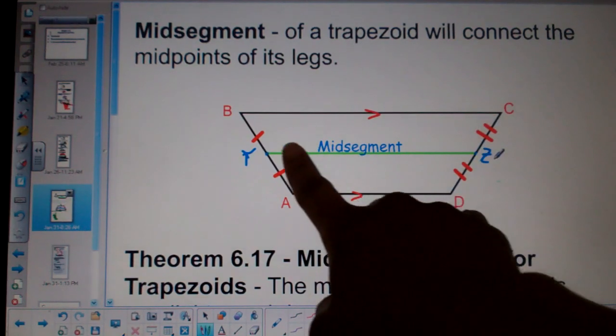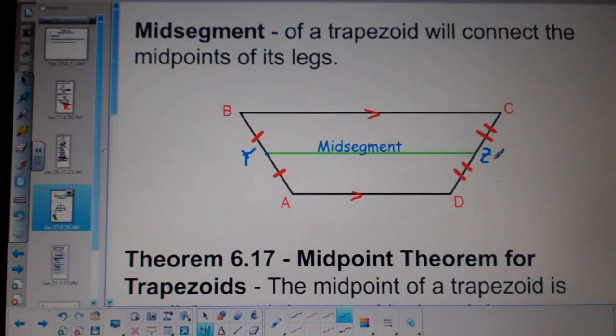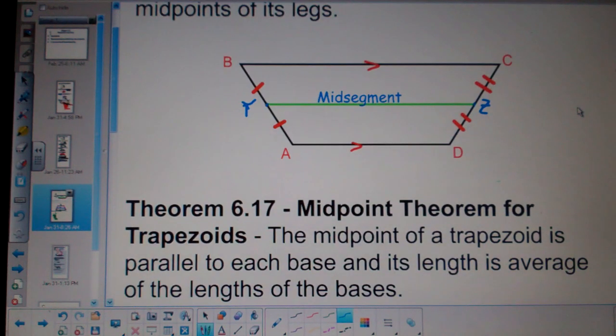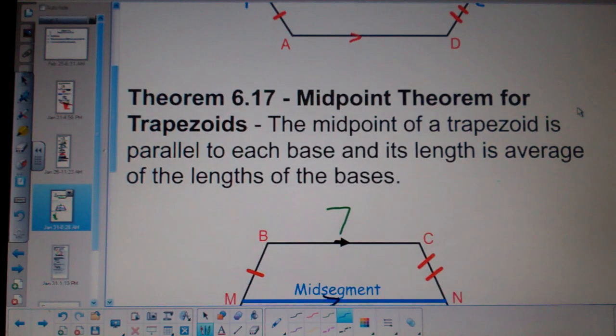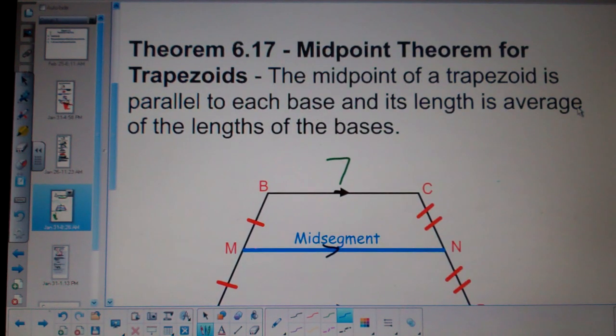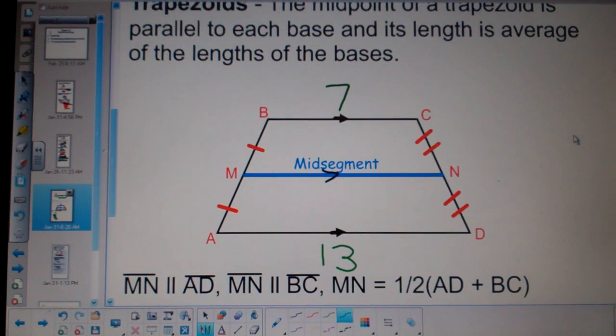And we can calculate the mid-segment simply by doing just a little bit of algebraic work and calculations. All right, here's the midpoint theorem. The midpoint theorem for trapezoid states that the midpoint of a trapezoid is parallel to each base and its length is the average of the lengths of the bases. What does that mean? Pretty simply.